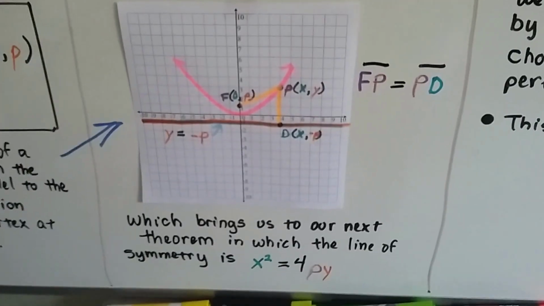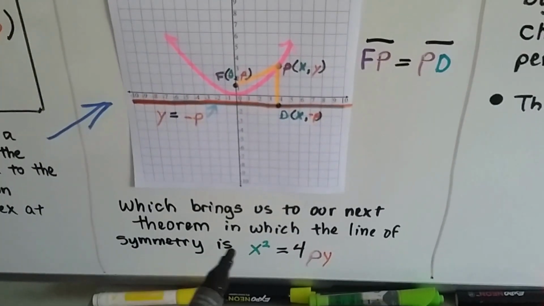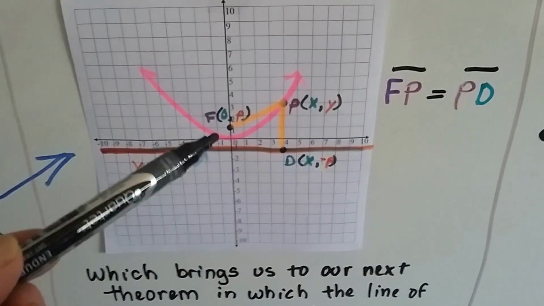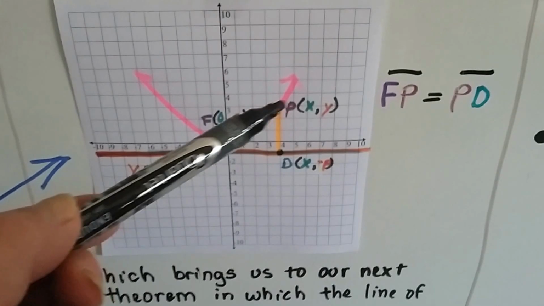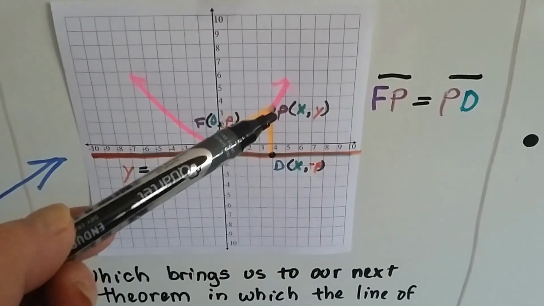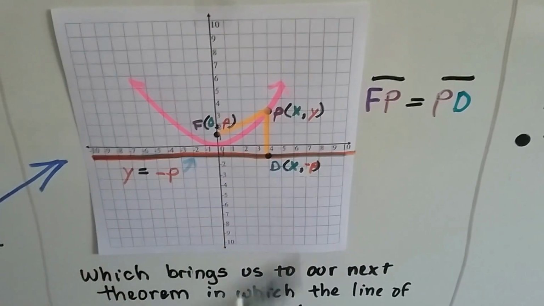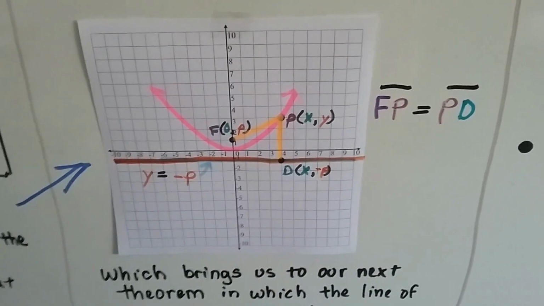This is going to bring us to our next theorem, in which the line of symmetry gives x squared equals 4py. And if you take a look at this graph, here's F, here's P, here's line FP, here's P, here's D, here's line PD, see? And they're equal, they're equidistant, see that?